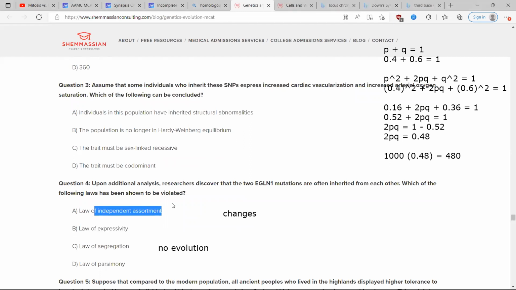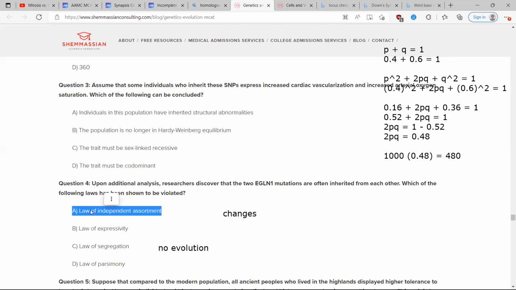Yeah, A seems to be the only one that makes sense. I don't even know what these are. Law of segregation. Wait, no, is it the law of segregation? No, segregation is, wait, is it A or C? Segregation, independent assortment. The law of segregation is just that you can have separate gametes. So then no, it's A.